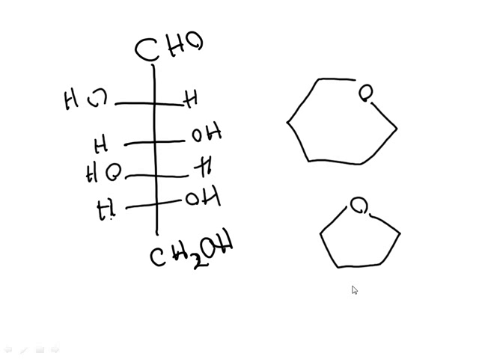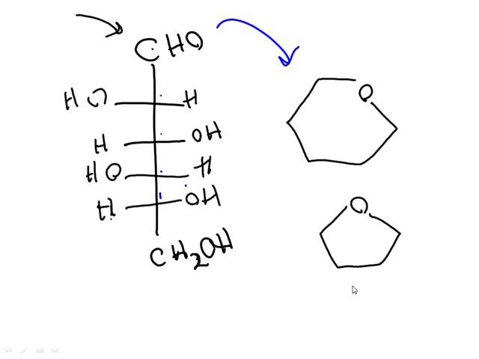So what you want to do is find the carbonyl carbon. For an aldose, it's the one on top with the CHO here. So this is 1, 2, 3, 4, 5. And the OH group, the hydroxyl group in the last chiral center, is going to be part of the ring structure. So we have 1, 2, 3, 4, 5, 6. So this is a 6-membered ring that we get.